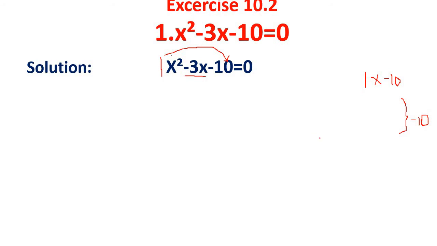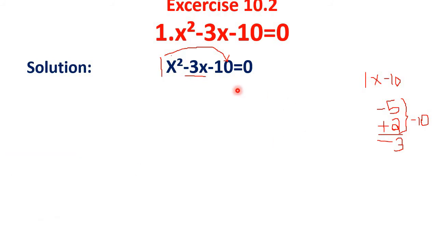Then which are the factors? So the factors are 5 and 2. 5 2s are 10. So we have to get minus 3. To get minus 3, what sign is to be given for these factors? So we will give minus 5 and plus 2. Now plus into minus is minus 5. Minus 5 plus 2 is minus 3.